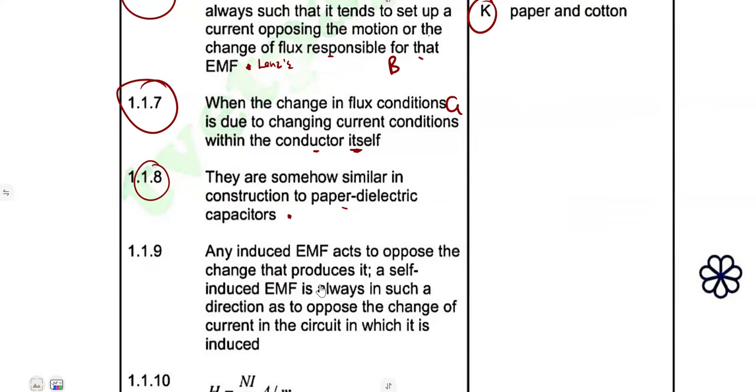So that is going to give us the back EMF, any induced EMF that acts to oppose the change that produces it. A self-induced EMF is always in such a direction that it opposes the change of current in the circuit in which it is induced. So that is the condition of the back EMF.